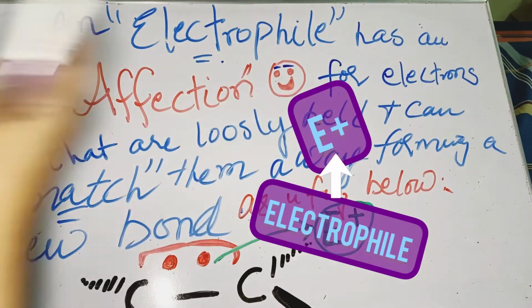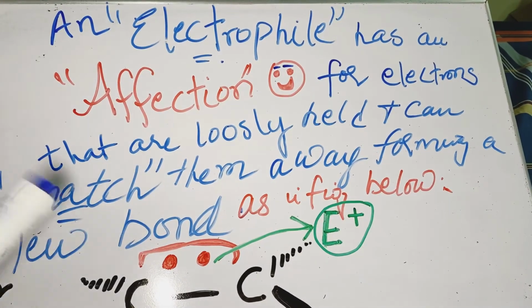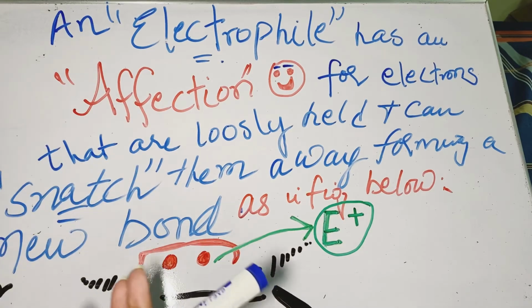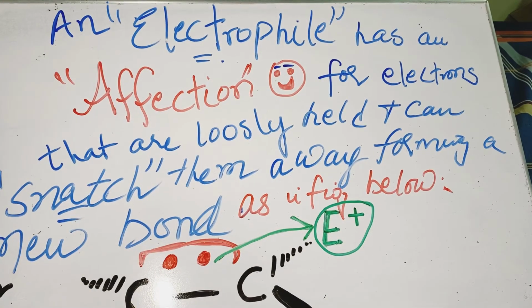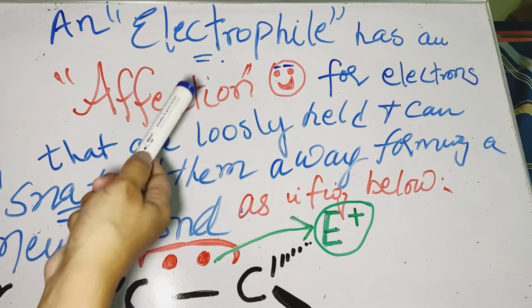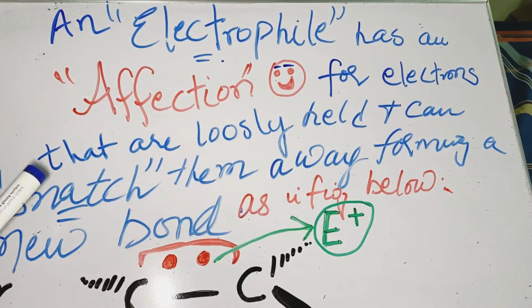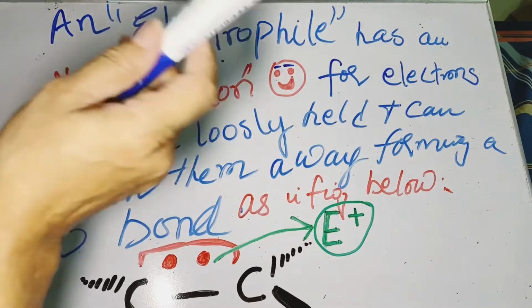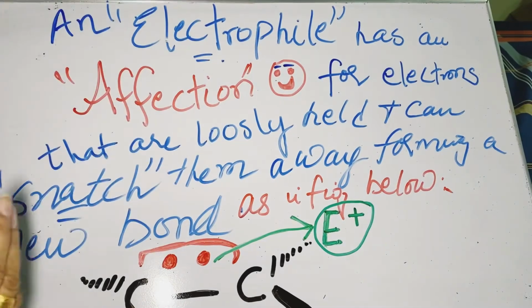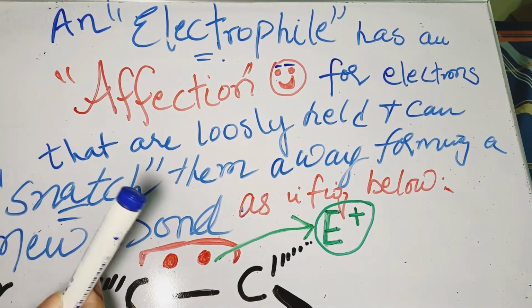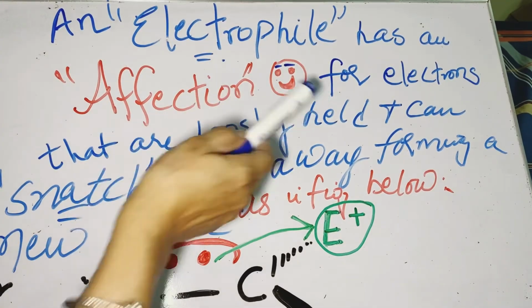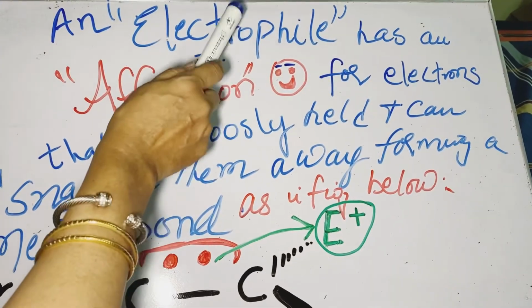You can see its smiling face, right? You can say a face that is saying, "I'm going to snatch away your electrons." So it has a great affection for the electrons that are loosely held. In that previous figure, I told you that the electrons on that pi bond were loosely held. So for those loosely held electrons, it holds the affection, the electrophile, this one, right?